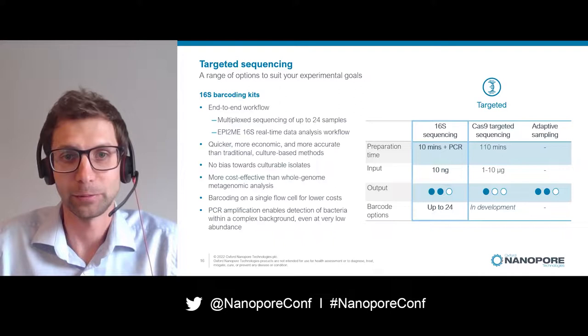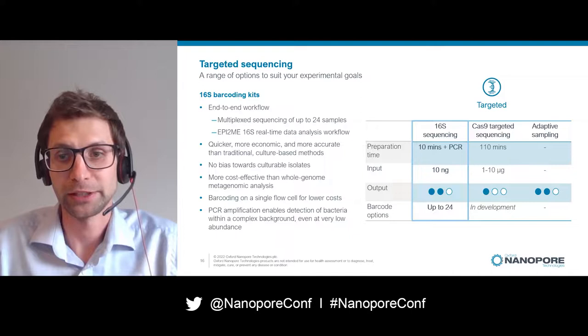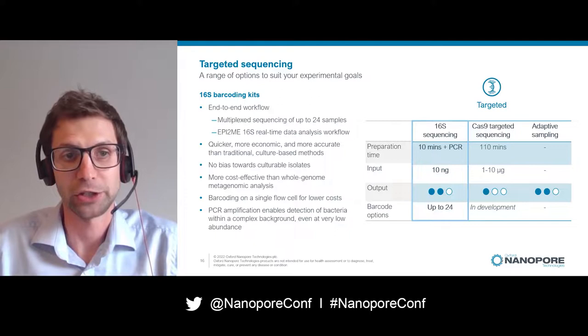We offer the amplification of the full 16S gene. You can start with as little as 10 nanograms of input, and you can detect bacteria within a complex background even at low abundance through the incorporation of the PCR.